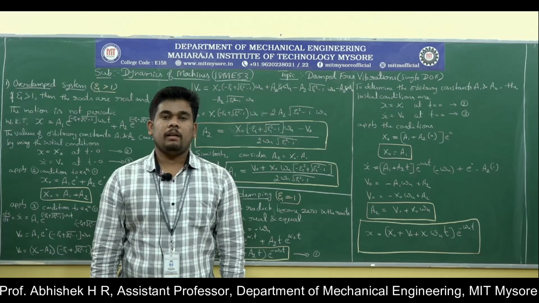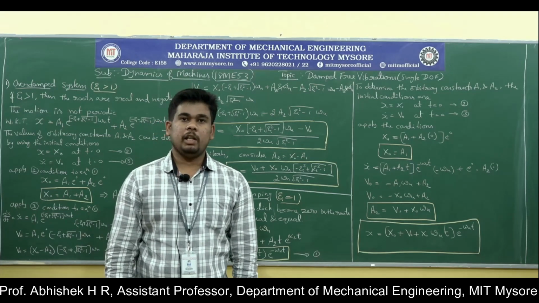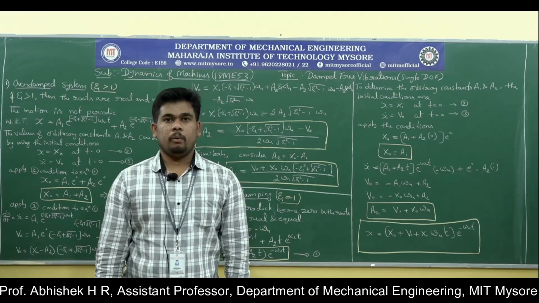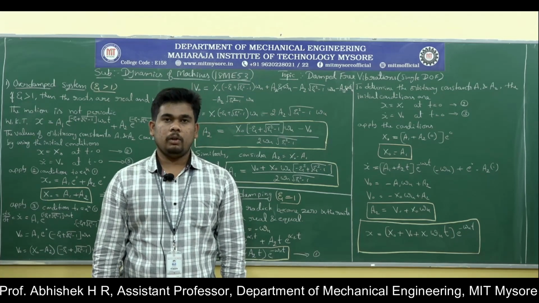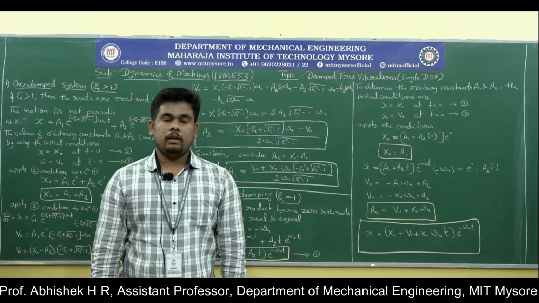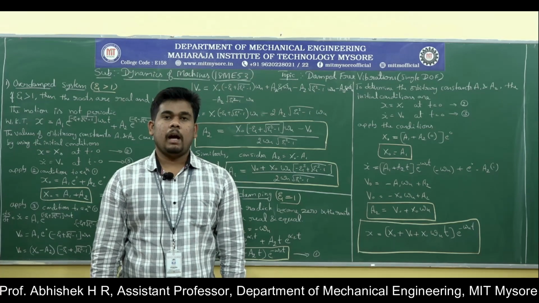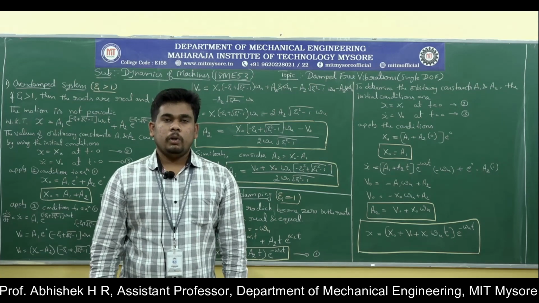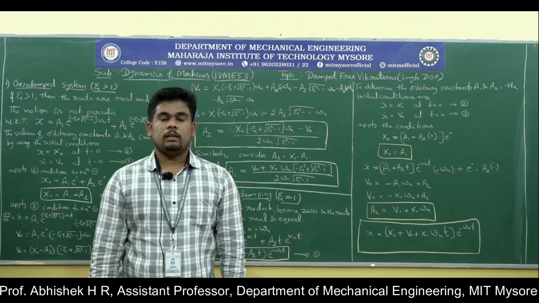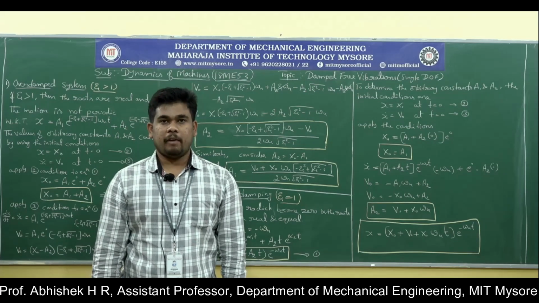In the previous session, we learnt about the different types of damping and the derivation for the damped free vibration, that is, the differential equation for the damped free vibration. At the end of the derivation, I told about three conditions based on the damping ratio, that is zeta: if zeta is greater than 1, lesser than 1, and equal to 1. So in today's session, I am going to explain the three conditions based on the damping factor.